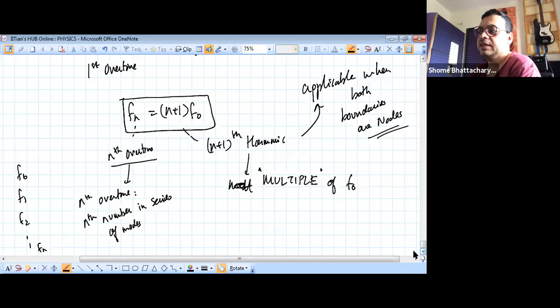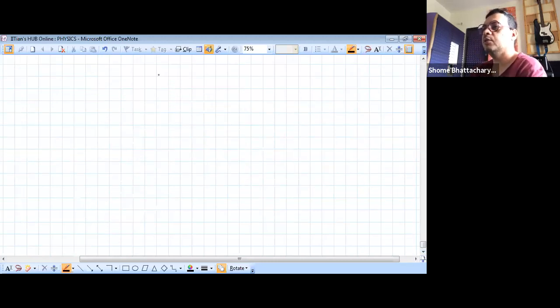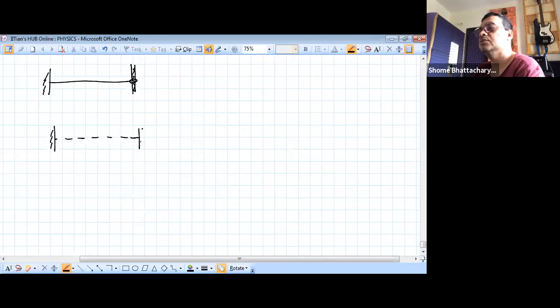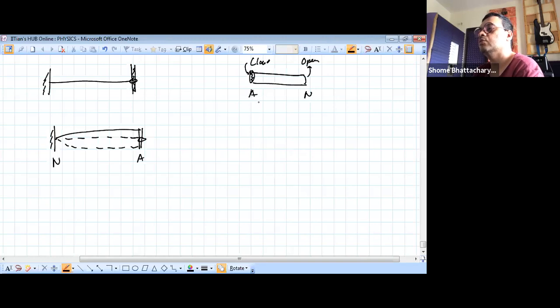So that is why, when we have a case where one boundary is a node and the other boundary is an antinode, in the fundamental mode, this becomes a consecutive antinode and node. So the string is vibrating like this. Or in the case of longitudinal waves, this is an open boundary, but this is a closed boundary. So the closed boundary becomes a pressure antinode. The open boundary becomes a pressure node. So in the fundamental mode, this is what happens, antinode and node like this.